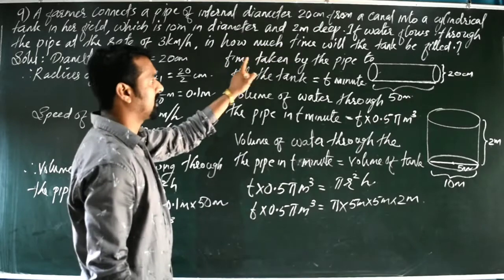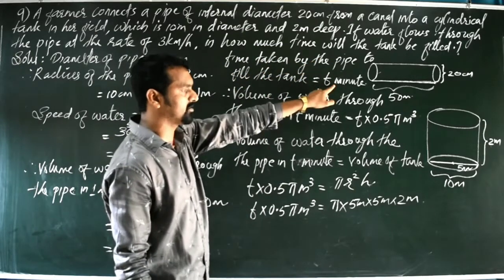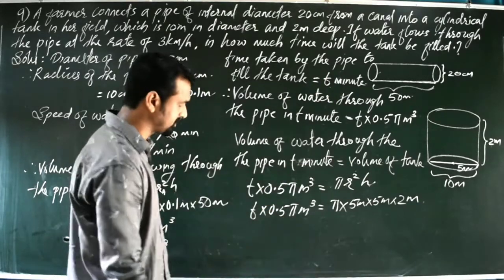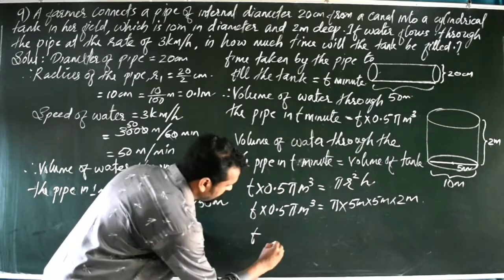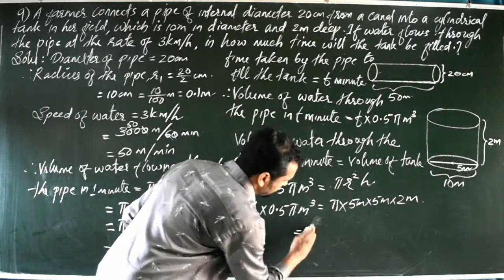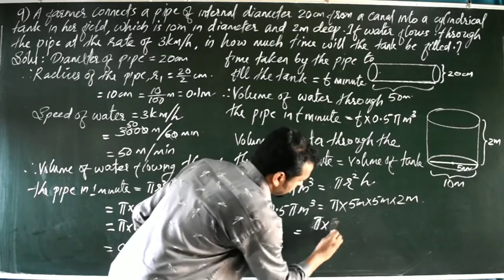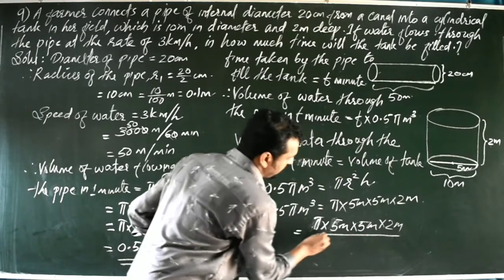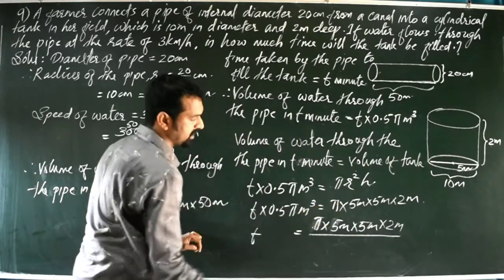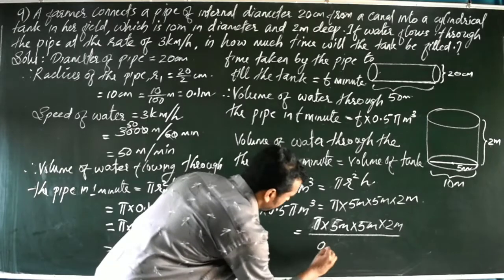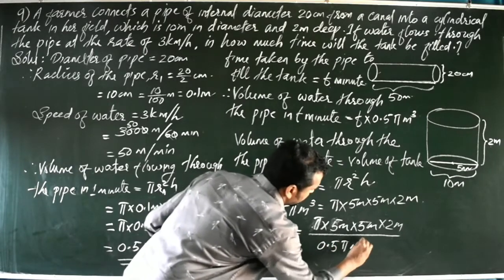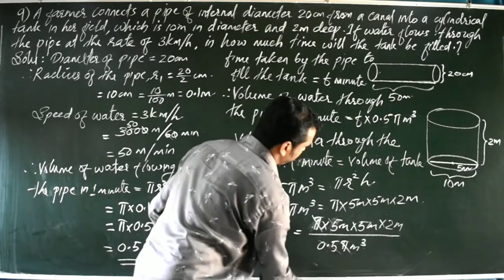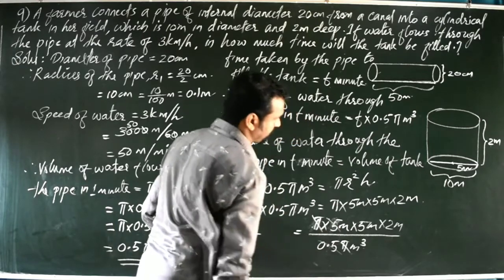Now we want to find out the time, that is the question: in how much time will the tank be filled? The time taken by the pipe to fill the tank I took as t minutes. So t we want to find out. We will transpose 0.5 pi meter cube to the right side. Then we get t is equal to pi into 5 meter into 5 meter into 2 meter divided by 0.5 pi meter cube. Then pi we can cancel.